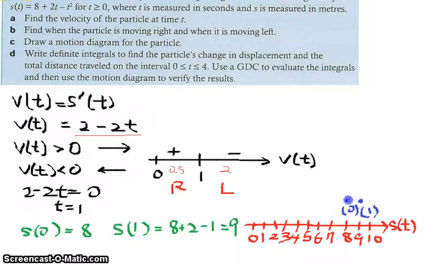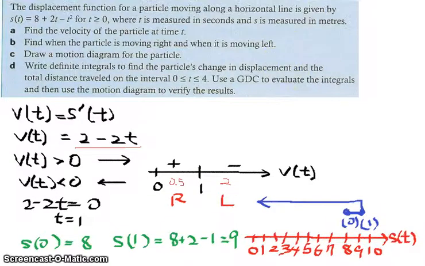So this part shows that my object is going to the right. And then what's going to happen after that is after 1 second on this side over here, I know that after 1 second my object is going to start going to the left. So my object started from here, goes to the right 1 unit, and then starts going to the left. Alright, and then never comes back. So that's it. This is my motion diagram.